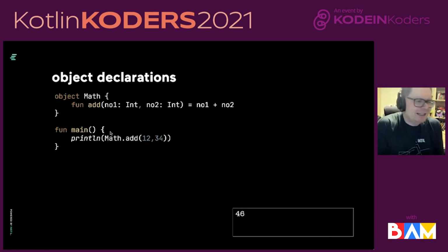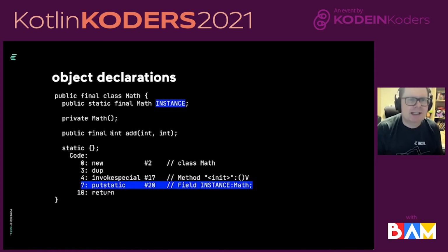Moving up the complexity ladder, let's look at something a little bit more complicated. So let's say we've got some object declarations. We declare an object called math with an add method. So what's the compiler going to do with that? Well, if you look here, you see that it's implementing the singleton pattern from the Gang of 4. Yeah, sorry, the Gang of 4.